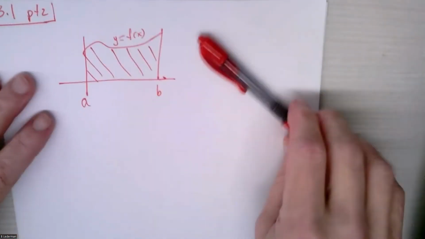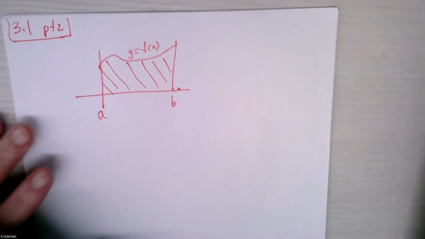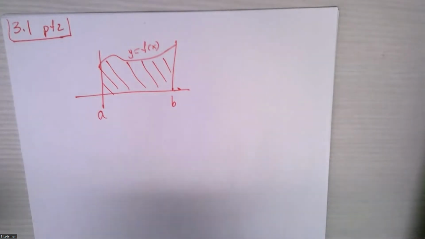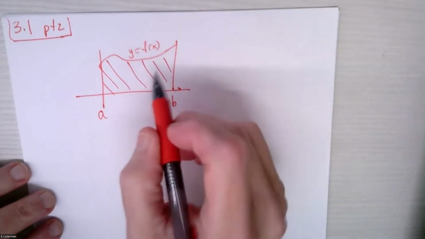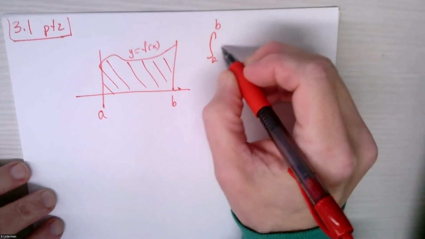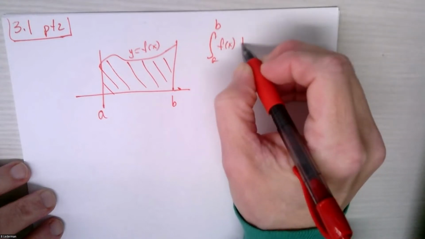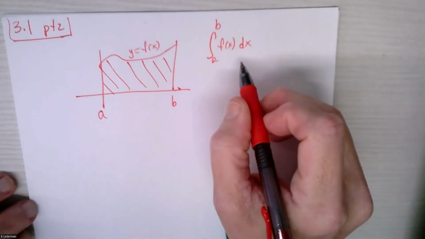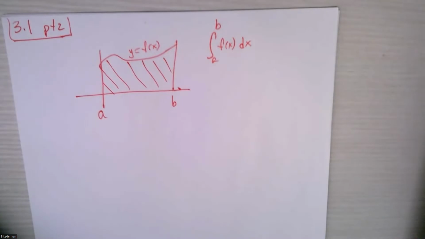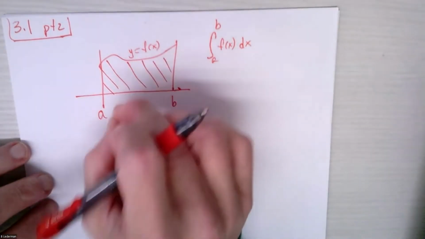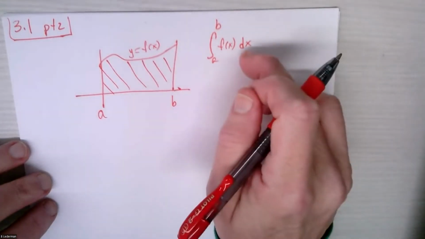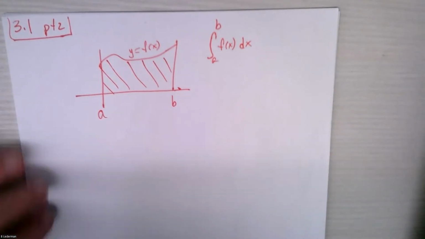So we learned in part one of 3.1 that when we talk about the area under the curve, we call this the integral from a to b of f of x dx. The dx is more than just something you write. Remember we split this into little tall rectangles. The f of x represents the height of each little rectangle, and the dx represents the width of each of these little rectangles.